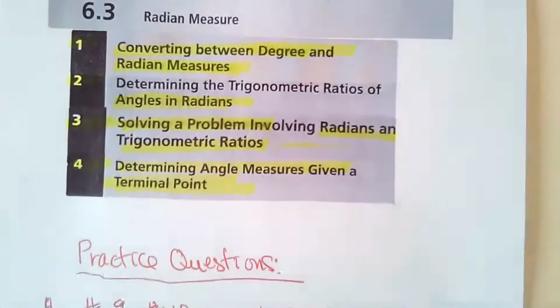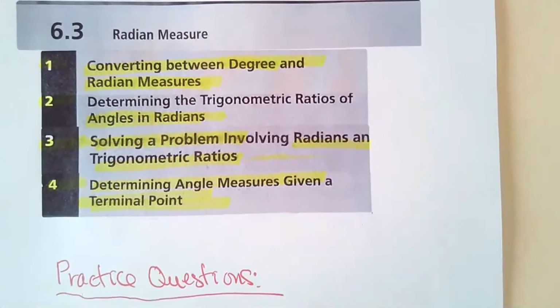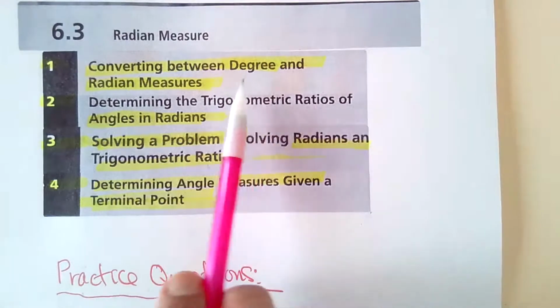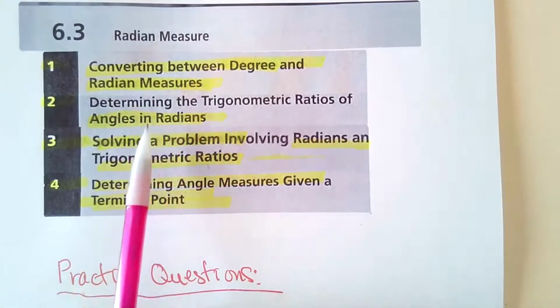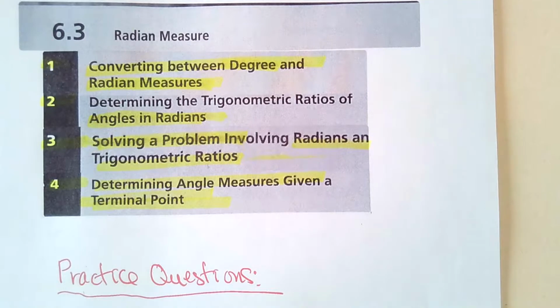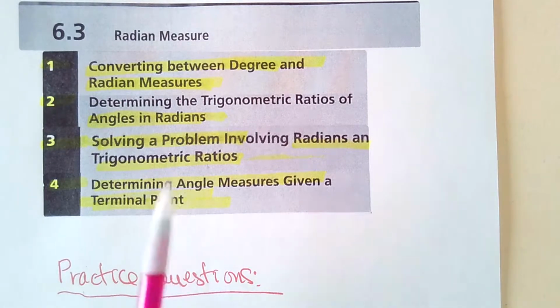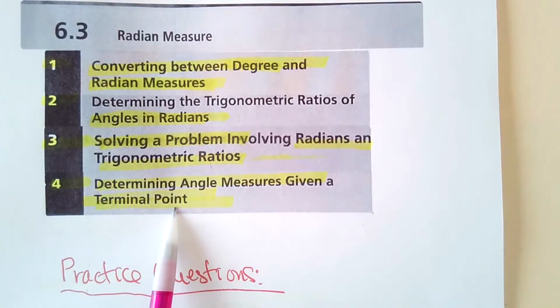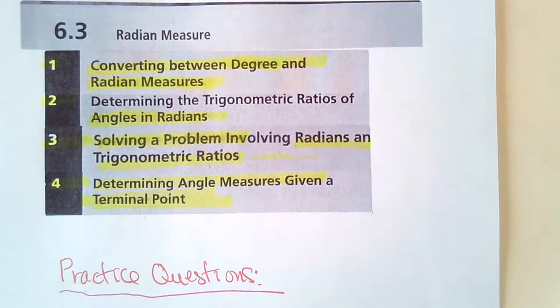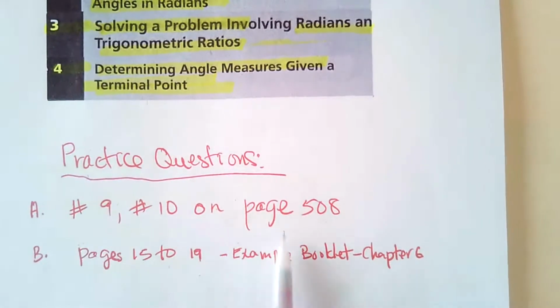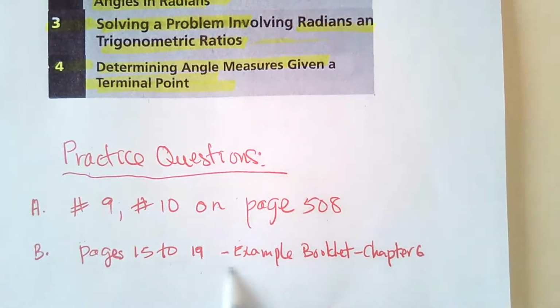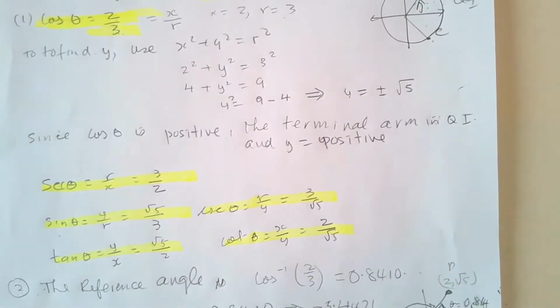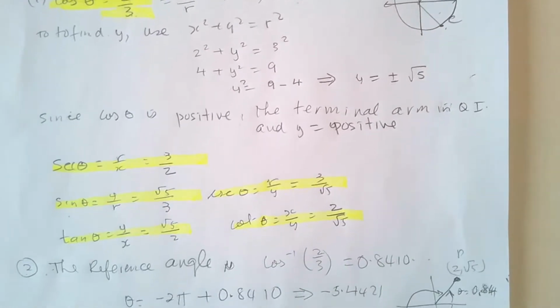So let's recap the past 4 lessons. We looked at converting between degrees and radians, determining the trig ratios of angles in radians, solving problems involving radians, and today, determining angle measures given a terminal point. Your assigned questions and submit-for-marks questions are from the example booklet. We looked at 3 example questions and how you find the value of theta.